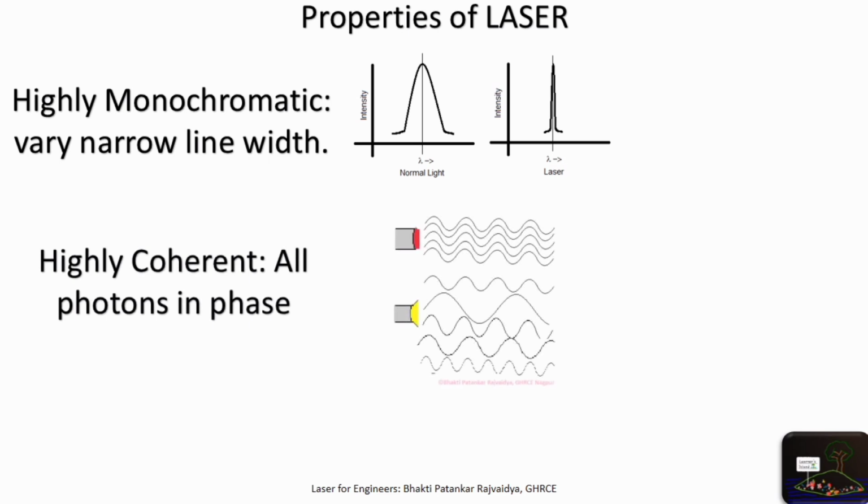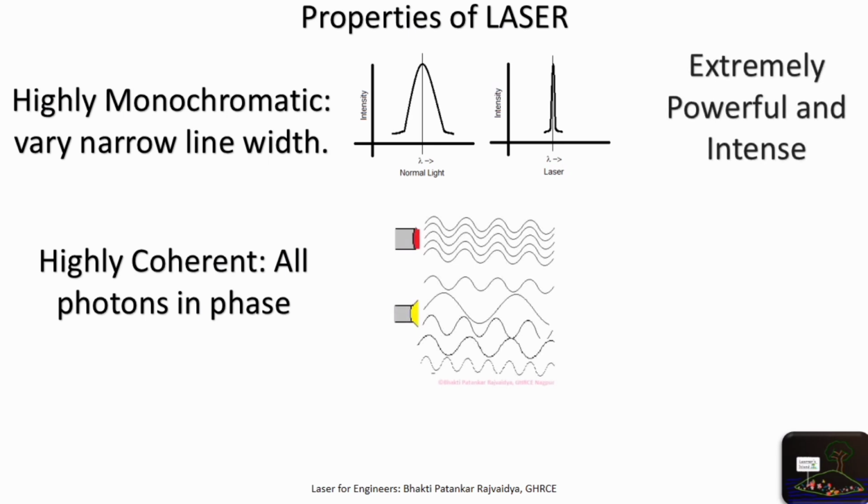Next, laser is highly coherent. Coherence is the property when all the photons emitted have the same phase relationship. Normal light radiates different photons in all different directions. Laser has identical photons emitted in the same direction.